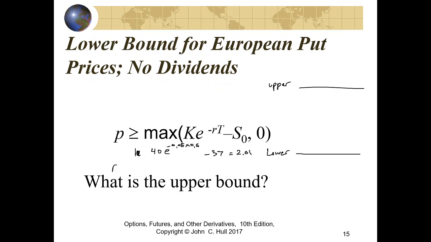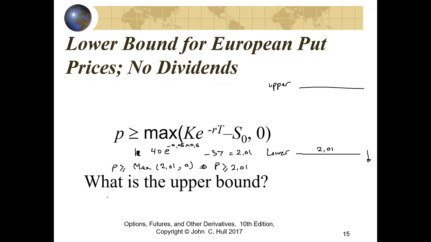So the lower bound for the put option is the maximum between 2.01 and 0, which leads us to conclude that the lower bound for the put option is 2.01. So that's the lower bound. If the price dropped below 2.01, then there is an arbitrage opportunity. Okay, how about the upper bound? What do you think will be the upper bound for a put option?